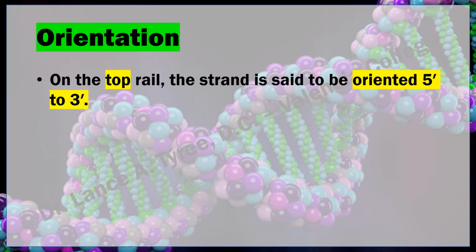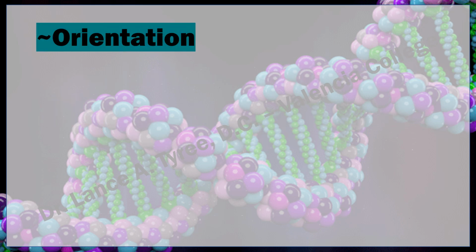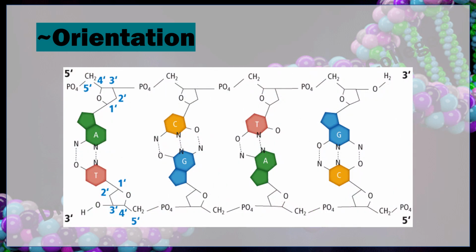On the top rail, the strand is said to be oriented 5' to 3'. The strand on the bottom runs the opposite direction and is oriented 3' to 5'. I'm assuming nobody in here has had organic chemistry, but when we start pairing these molecules together, we have invisible legs of carbon coming off of these. There's 5 on this one and 3 on this one. This is where they get the 5' and 3'. You don't need to know how they get that with the organic chemistry, but just know that they run antiparallel as 5' and 3'.